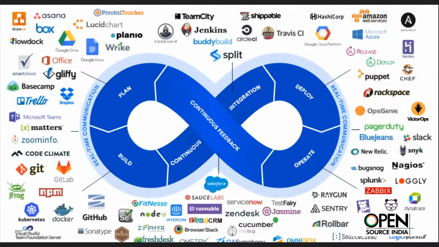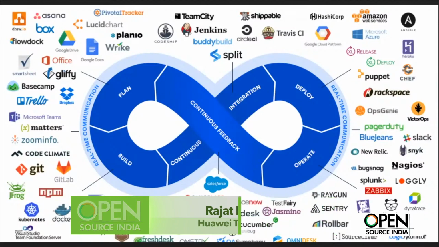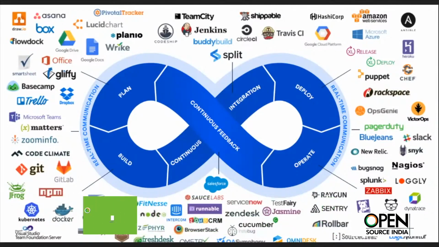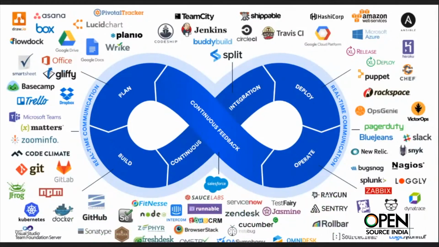So let's see what DevOps exactly is and how we can use DevOps to solve the challenges thrown upon by microservices. DevOps is essentially an infinite loop of build, plan, then deploy, operate, and then get continuous feedback and continuously integrate. All of this is encapsulated into real-time communication. So communication is a very vital factor of DevOps. As you can see, it's quite a busy slide here, which shows that there is a whole gamut of tools and technologies available for supporting the microservices through the DevOps pipeline.